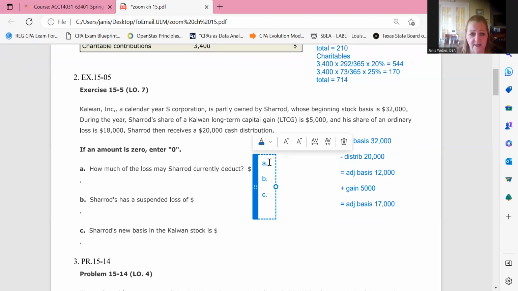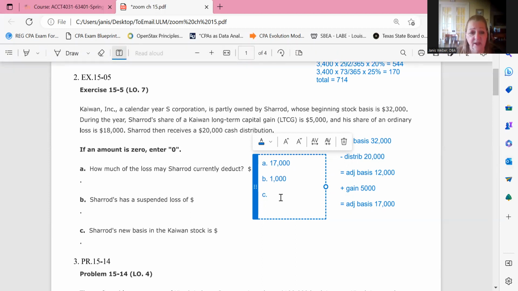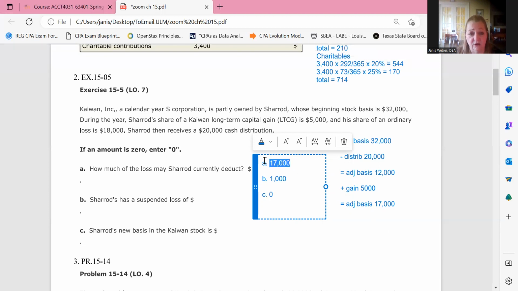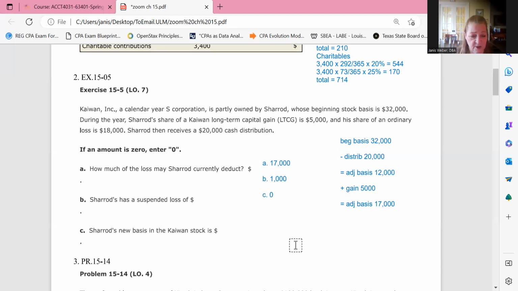For the A part, they're asking how much he can currently deduct, and he's limited to his basis, so he can only deduct $17,000. Then they want to know how much his suspended loss is, and it's the other $1,000. So $17,000 is the amount he can deduct, and $1,000 is suspended because he didn't have enough basis to deduct it. And then what is his new basis in the stock? His basis is 0 because we just used it up for this loss. Okay, so that's all they wanted: the current year, $17,000, the suspended loss, $1,000, and the remaining basis, 0.